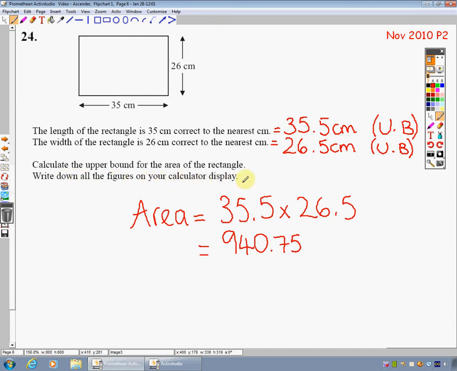This question hasn't got an answer space down here, but if it did in the exam, make sure you write your units, because that's 1 mark. If you haven't got the units in the answer space, you'll get an extra mark for that as well.